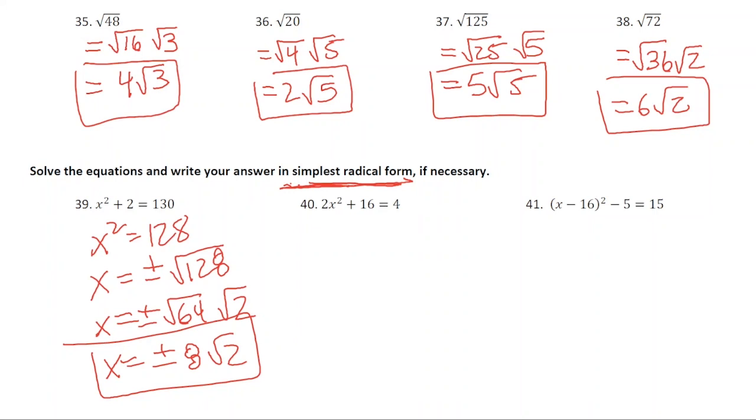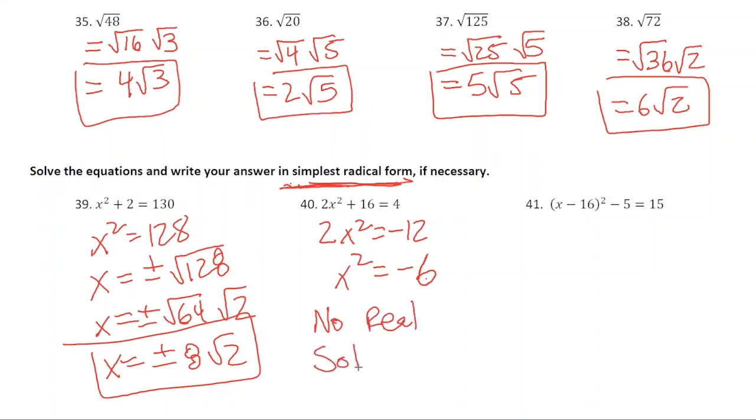Number 40, we're going to subtract 16 from both sides and then divide by 2. So after we subtract 16, we get 2x squared equals negative 12. Divide both sides by 2. And then, wait a minute, we have a little bit of a problem here. Squaring something will make it positive if it's a real number. So there's not going to be a real number I can square to make it negative. So we're going to say no real solution here.